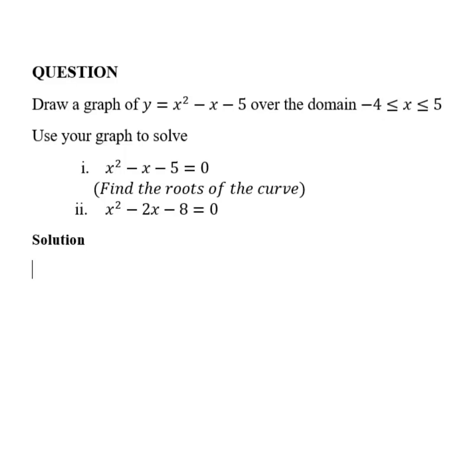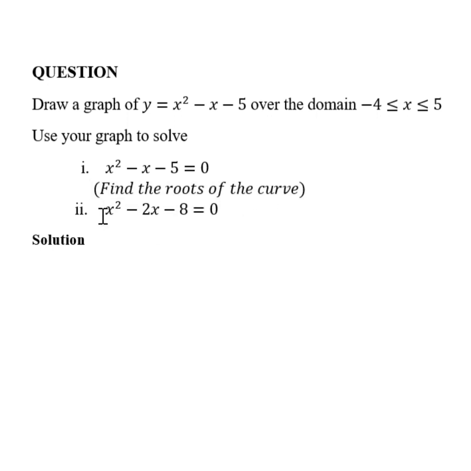We have been asked to draw a graph of y is equal to x squared minus x minus 5 over the range or domain -4 ≤ x ≤ 5. So we use the graph to solve, one, x squared minus x minus 5 is equal to 0. This question can also be framed as: find the roots of the curve.